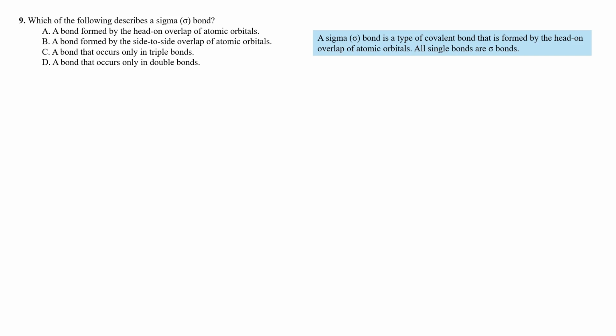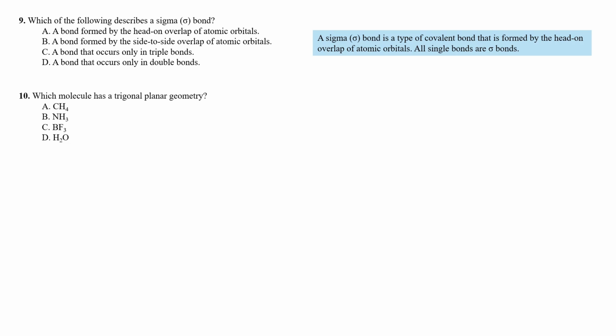Second one, the bond formed by side-by-side overlap of atomic orbitals. That is the definition for pi bonds. Side-by-side overlap forms pi bonds. Pi bonds are present only in double and triple bonds. C and D statements are also incorrect. So the answer is A.